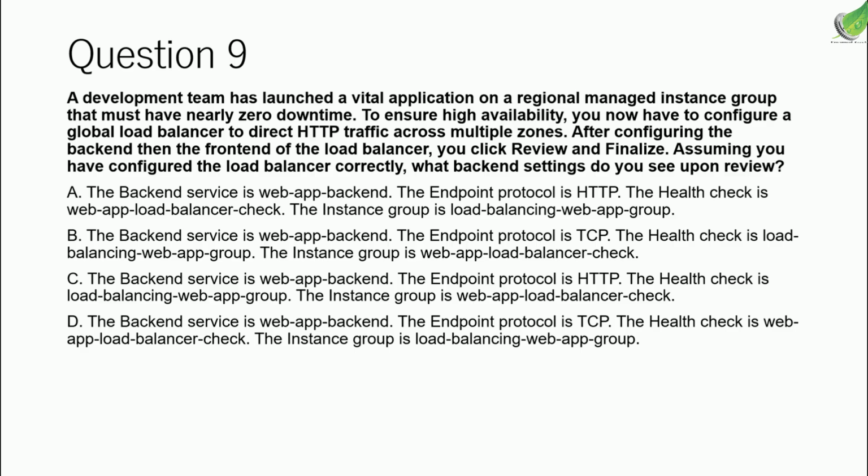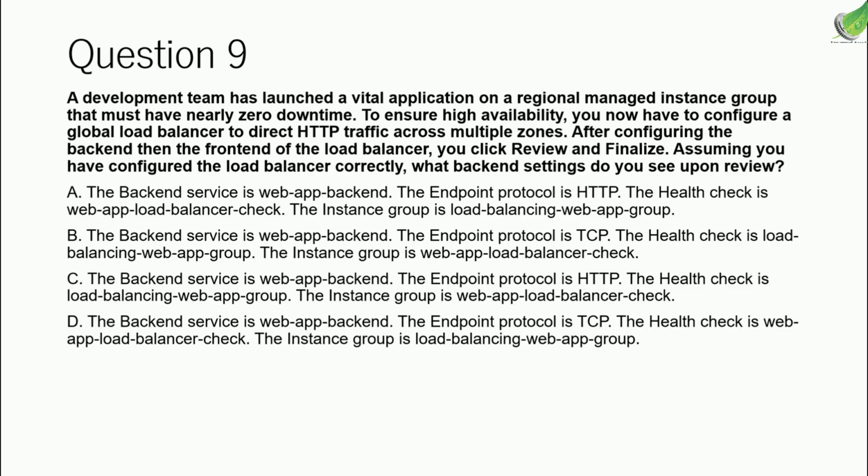With that in mind, let's analyze the options. Let's start with option A. The core detail here is that the endpoint protocol is HTTP. This is fundamentally correct. The question explicitly states we're directing HTTP traffic, so the protocol between the load balancer and the backend instances must be HTTP. Furthermore, the naming convention here is logical. A load balancer has a backend service which points to one or more instance groups, and it uses a health check to monitor the VMs in that group. The names assigned in this option make perfect sense for their roles.